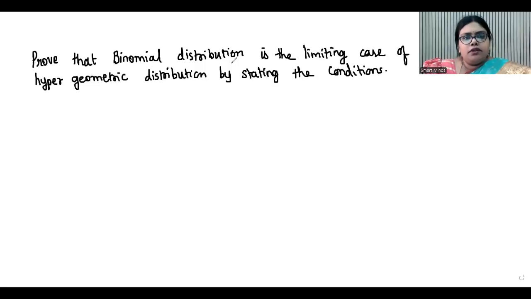So let us cover this question. This is very important from second unit of statistics, probability distributions. So the question is, prove that binomial distribution is the limiting case of hypergeometric distribution by stating the conditions. So in this first you need to write the hypergeometric distribution introduction and then you should start this.